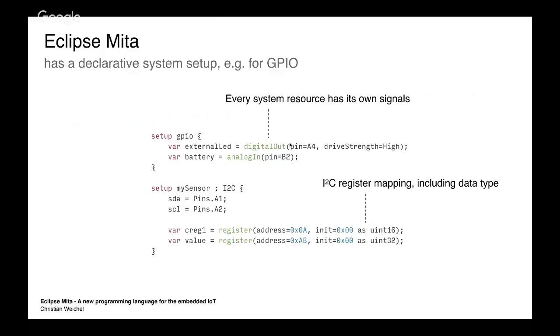As I already said, every system resource has its own signal. So in this case, for example, the GPIO system resource has a digital out and an analog in signal that we can use. Anyone who's used Arduino before will find that familiar. Or down below, there's the I2C resource where we can map registers in directly and start reading from them, or write to them, for that matter.